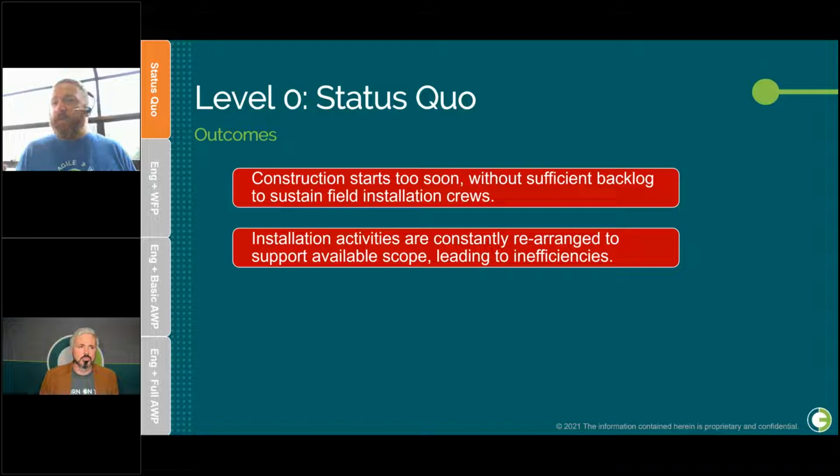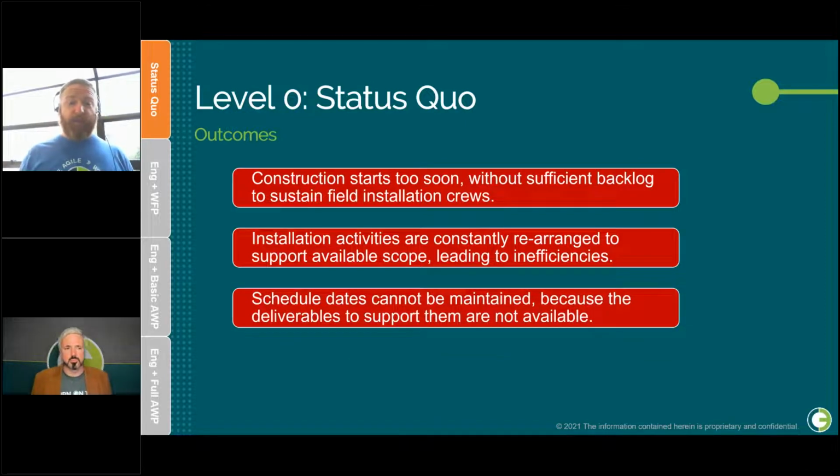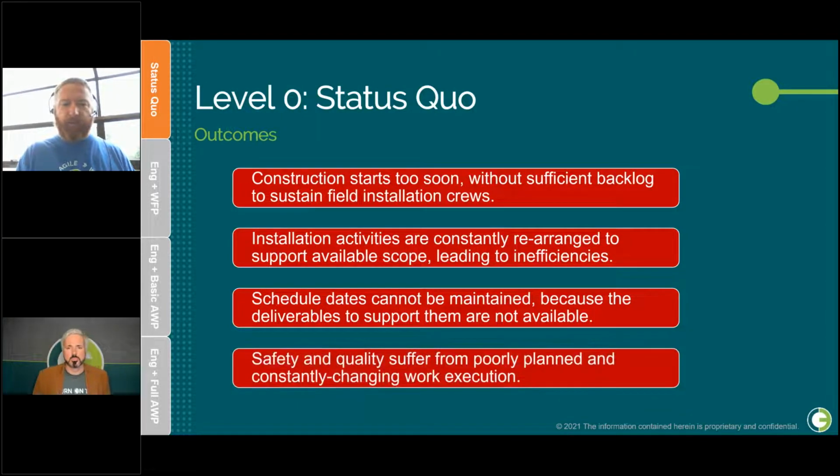We keep stumbling across things that we don't have, and then finding we have to switch our plan and go and do something else. Partly because of that, schedule dates can't be maintained. The deliverables aren't there to support them. We don't know what's coming at us, so how are we supposed to plan a good, effective construction schedule? And then safety and quality suffer from poorly planned and constantly changing work execution.